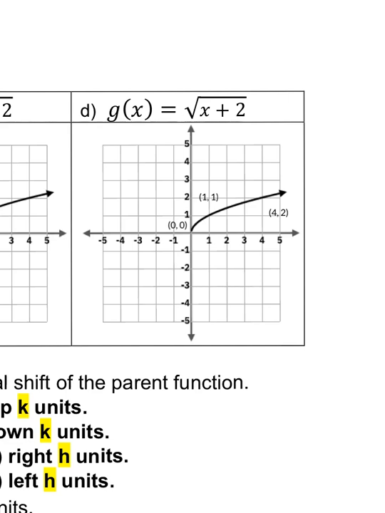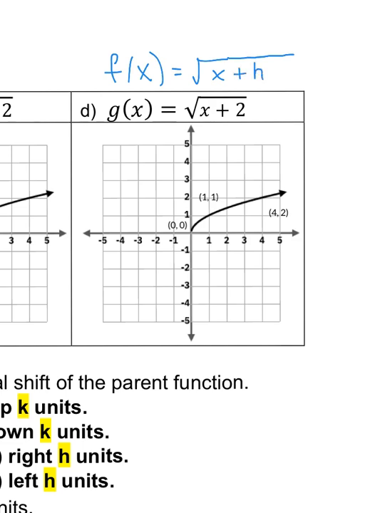For example D, see if you can do this on your own without looking at the video of how I do this. The parent function f of x is equal to the square root of x. That's the parent function. So what are they doing to the parent function? Well, they're simply adding a value of h. I'm going to extend the square root symbol.